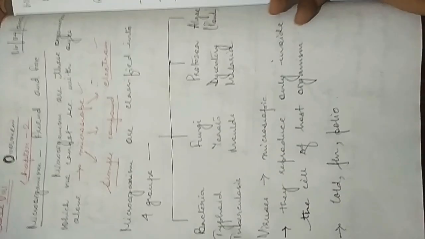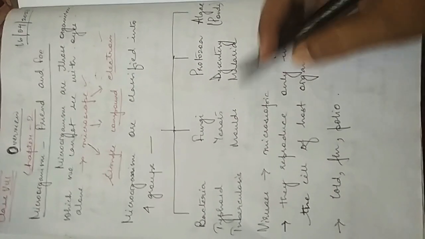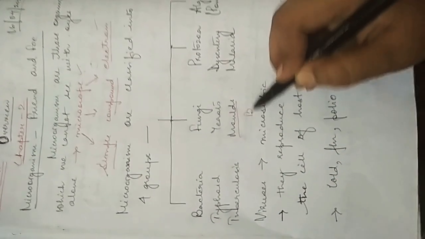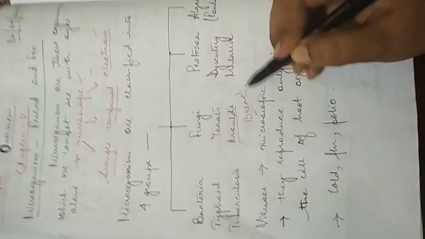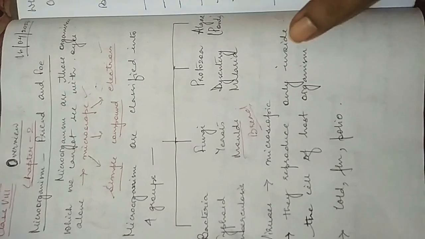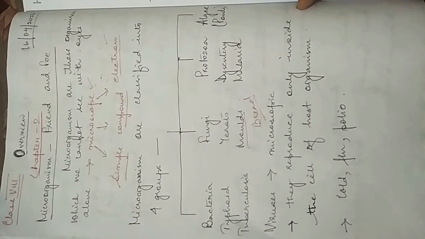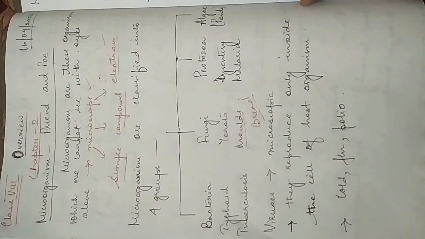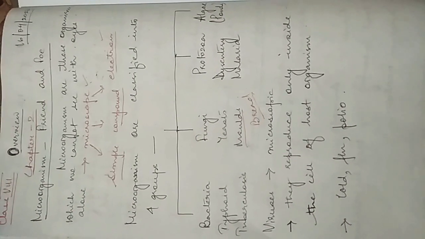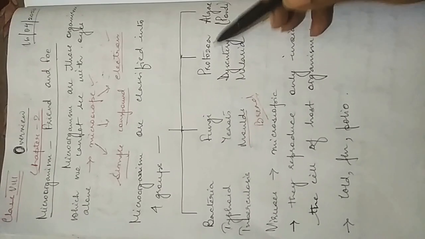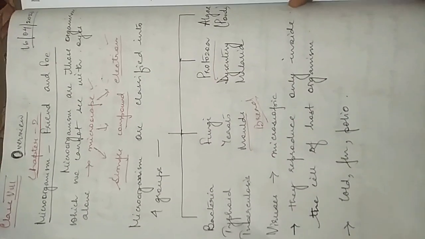We basically find yeast and molds especially in our breads, bread mold. If you keep your moist bread for a long period of time, you will get a green colored layer on top of your bread. Then there is protozoa. Protozoa is also a type of microorganism.